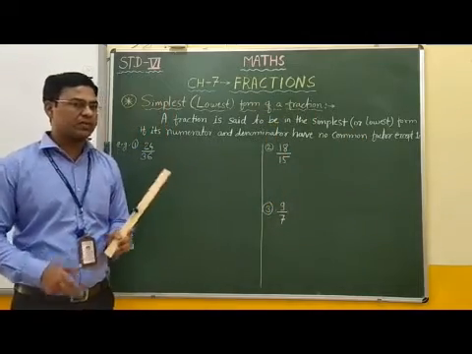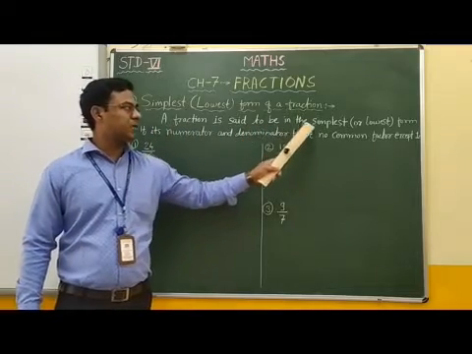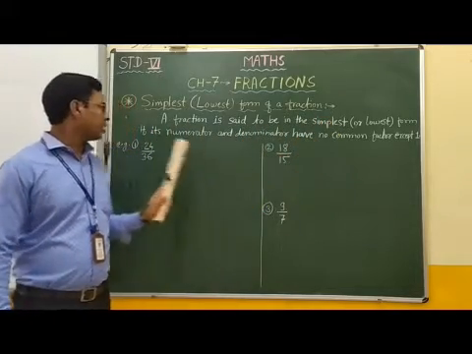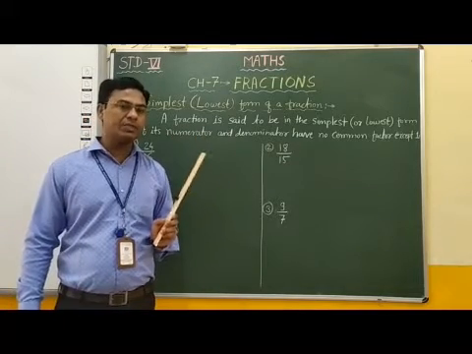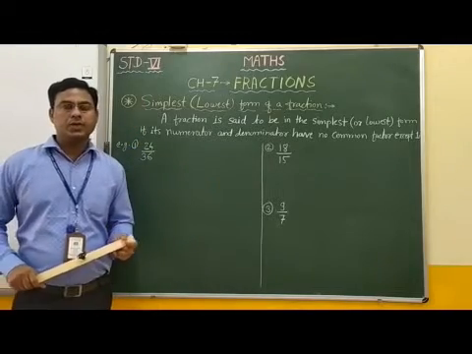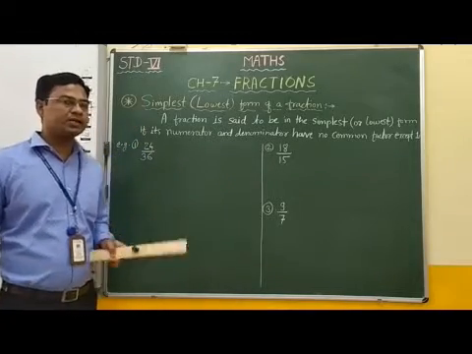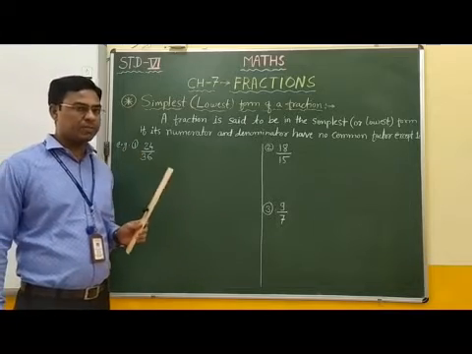In other words, we can say that a fraction is said to be in the simplest or lowest form if its numerator and denominator are not divisible by the same number. Students, we can find out the simplest or lowest form of the given fraction by the division method.